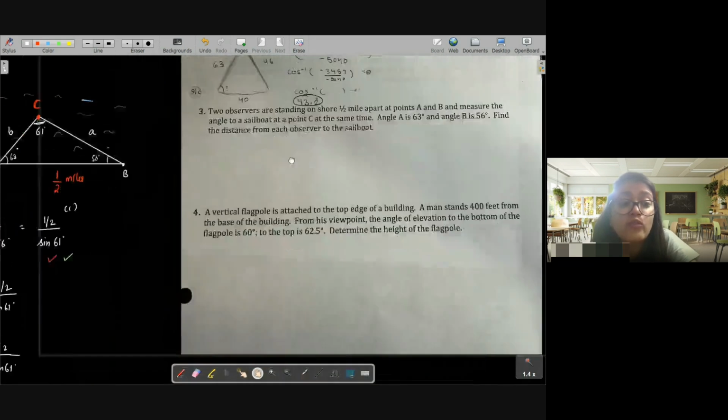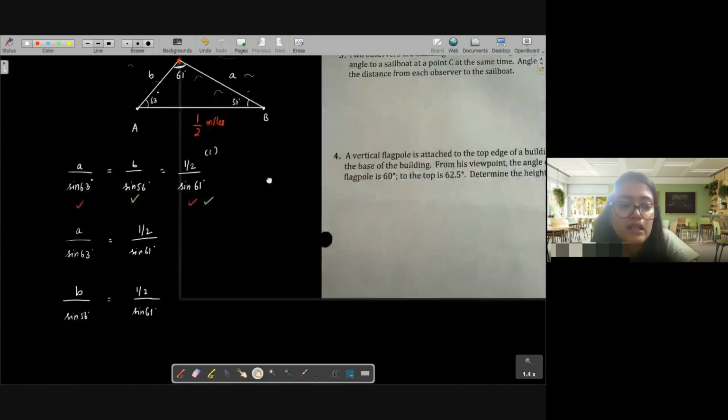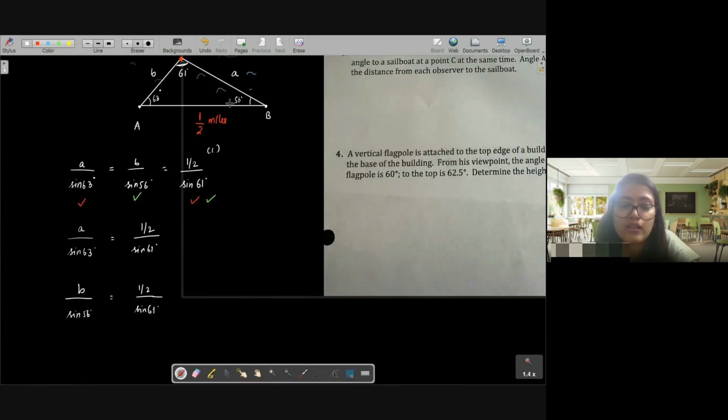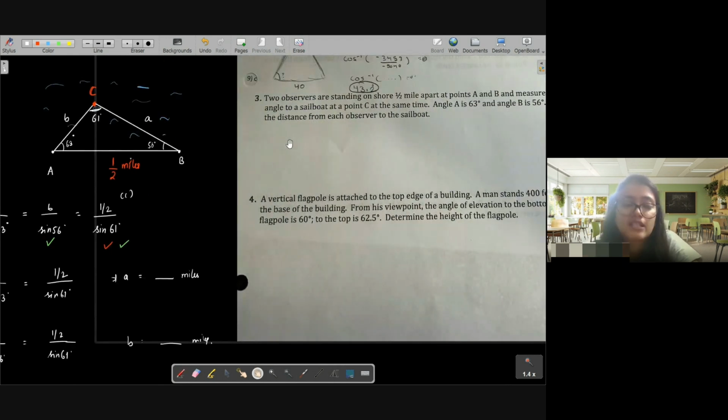So let's do it now. Whatever your answer is, don't forget to write miles at the end, because the distance is in miles. So whatever the value of A is, write miles. And in the end, mention that the distance of the sailboat from observer A is this many miles, and the distance of the sailboat from observer B is this many miles.